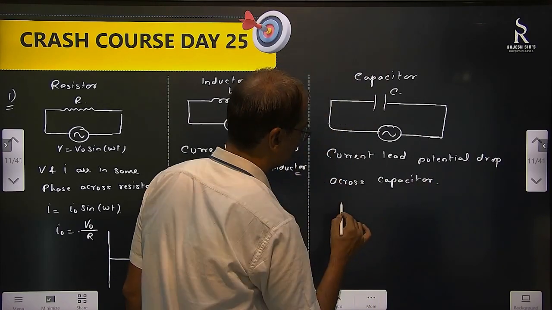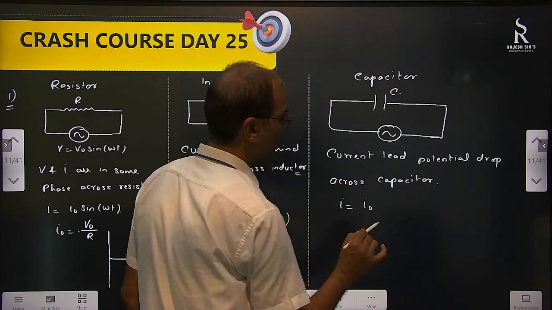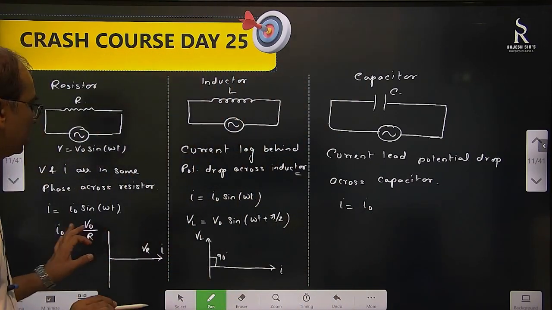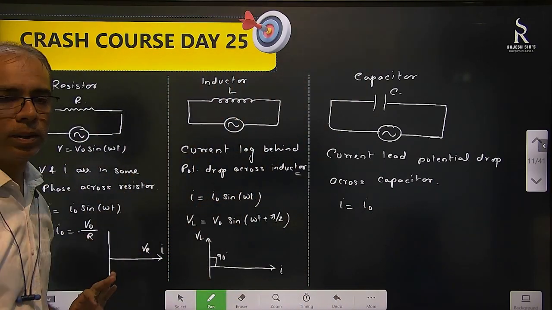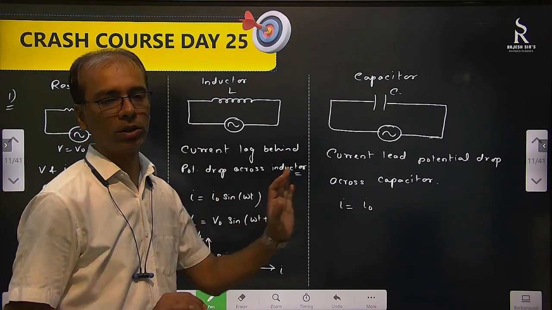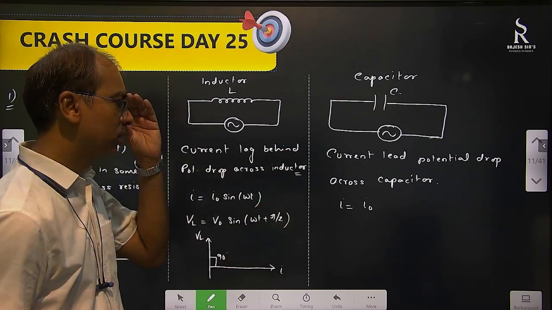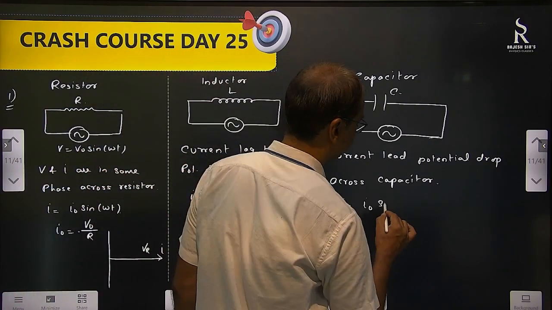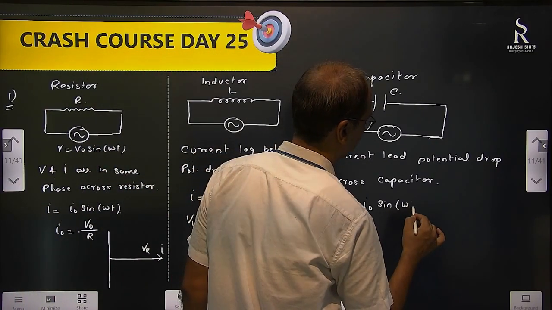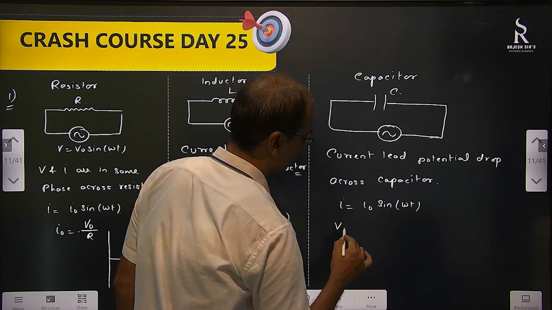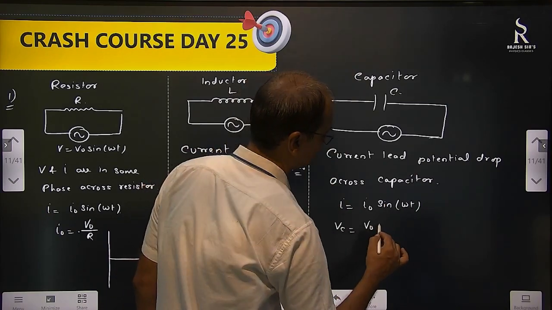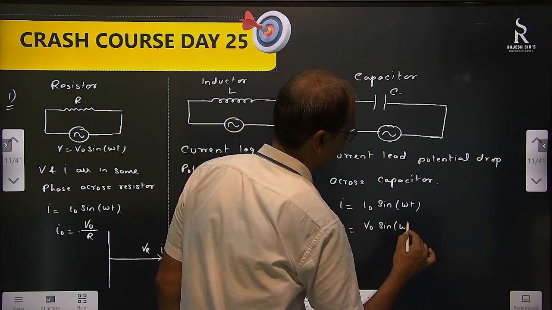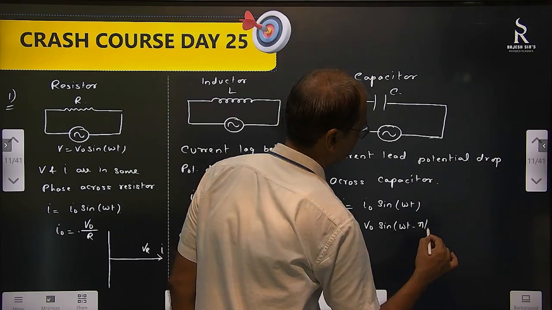Okay, so if I write I equal to I naught sine omega t, I am writing I is I naught sine omega t everywhere, because we have decided that we are going to put it horizontally in the phasor. So I am not changing its phase. It's always I naught sine omega t. Then what is VC? VC will be V naught sine omega t minus pi by 2.